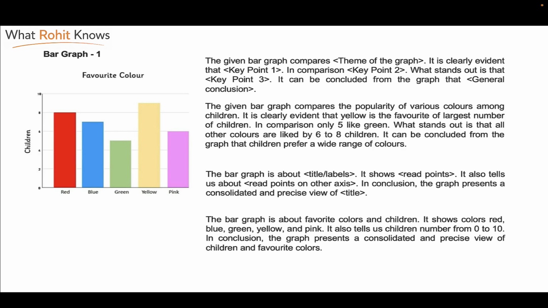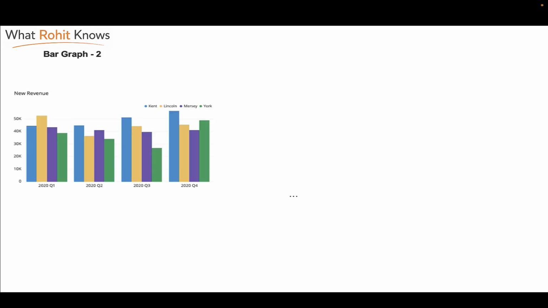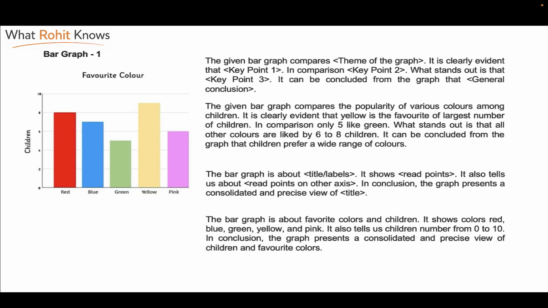Let's look at the next type of bar graph. This is somewhat more complicated than the previous. As you can see in the previous image, you only had a single type of bar. So it was just favorite color versus children.